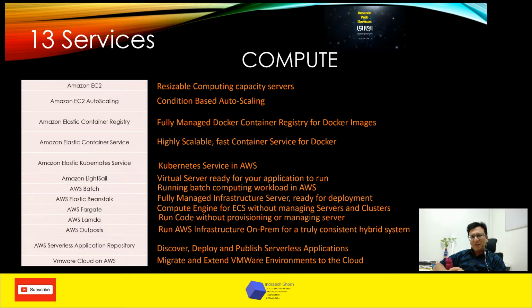AWS Batch. AWS Batch is a service you need for batch workloads. When I talk about a batch service, I'm talking about multiple tasks in one set. Then you have to schedule it, maintain it, and auto scale it separately, and you can use this service for doing all that. You just have to say that you have this batch and treat this piece of code as a batch, and AWS will take care of everything else. AWS Elastic Beanstalk is a fully managed infrastructure server ready for deployment.